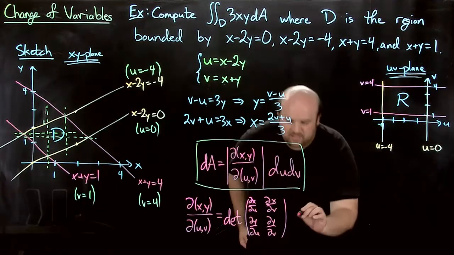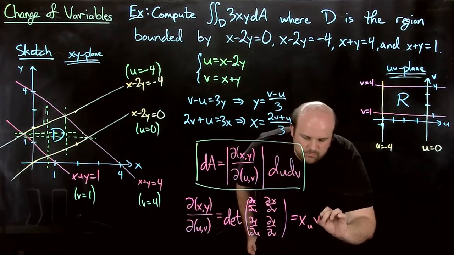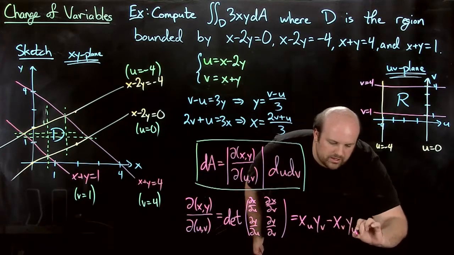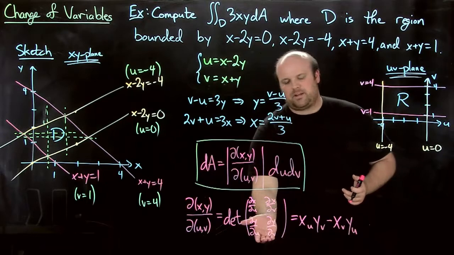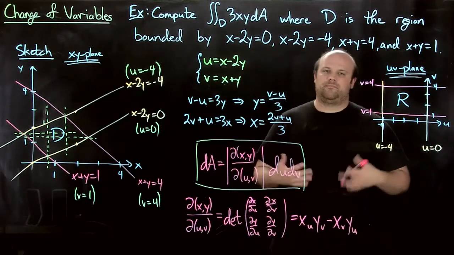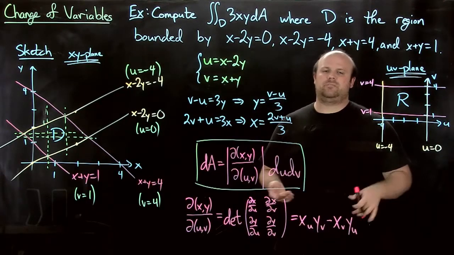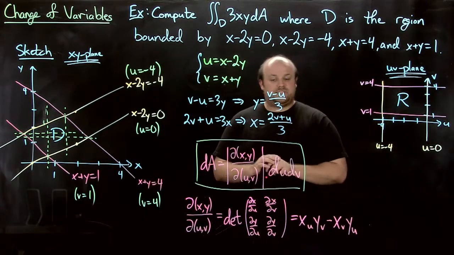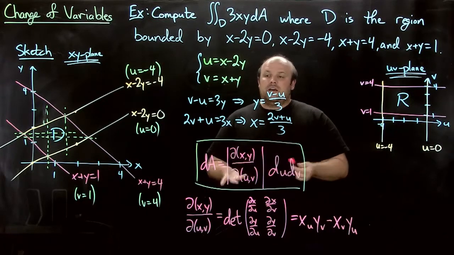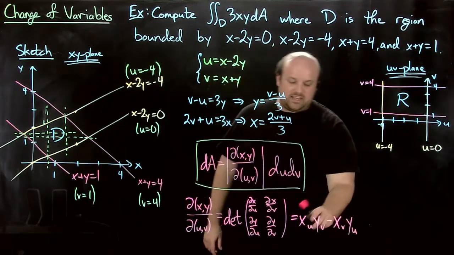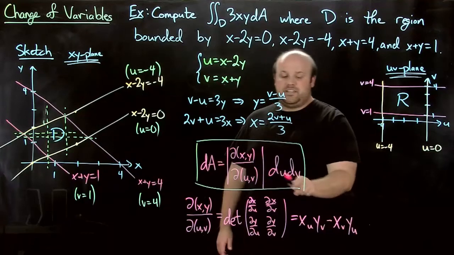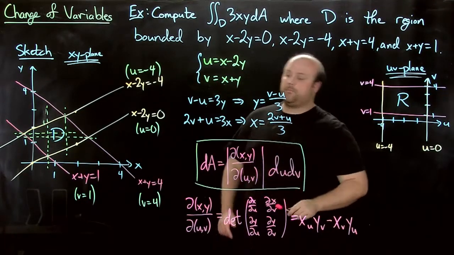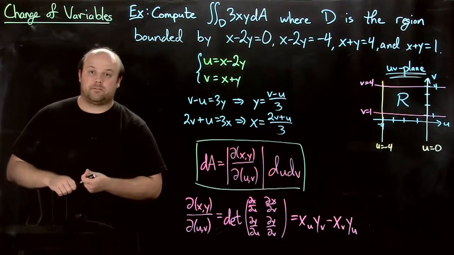Right? So if you like, this is x_u y_v minus x_v y_u. I'd hesitate memorizing this as a formula here because we're going to be using different variables, not necessarily just u and v, but this is essentially what it comes down to. All right? And then when we switch dA to du and dv, we take the absolute value of this guy and pop it in front there. So now we can set up the integral.